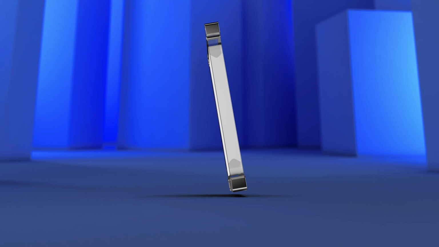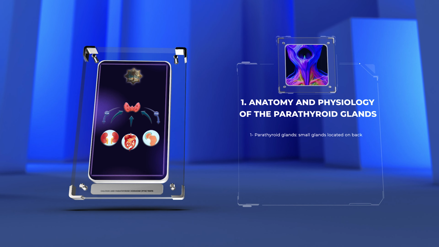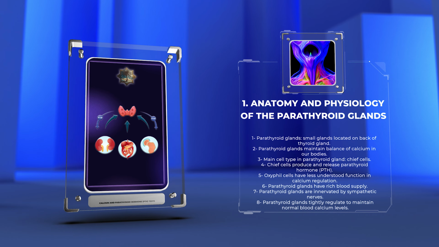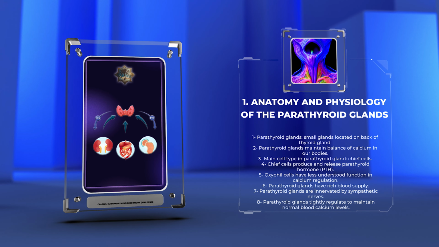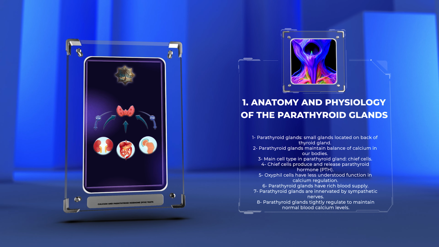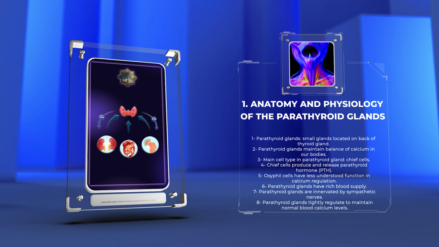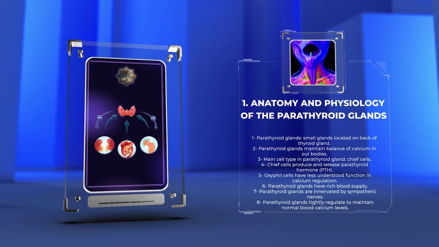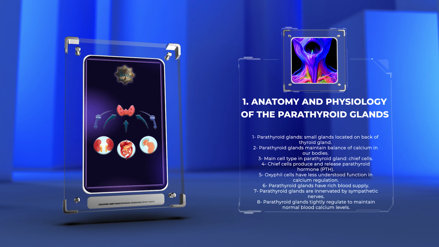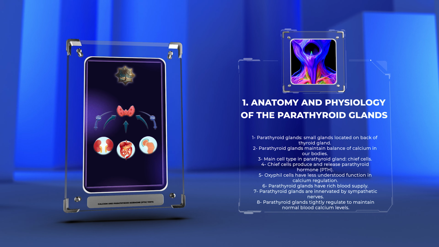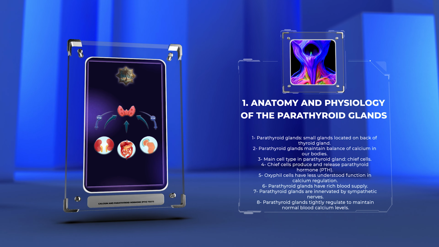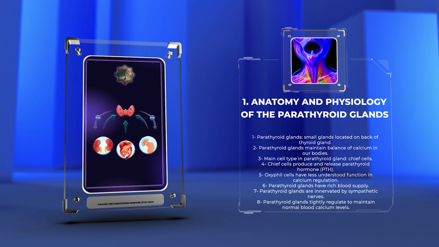The parathyroid glands are small glands located on the back of the thyroid gland. They play a critical role in maintaining the balance of calcium in our bodies. The main cell type in the parathyroid gland is the chief cell, which produces and releases parathyroid hormone, PTH. Another type of cell, called oxyphil cells, has a less understood function in calcium regulation. The parathyroid glands have a rich blood supply and are also innervated by sympathetic nerves, which may impact PTH release. The overall function of the parathyroid glands is tightly regulated to maintain normal blood calcium levels.